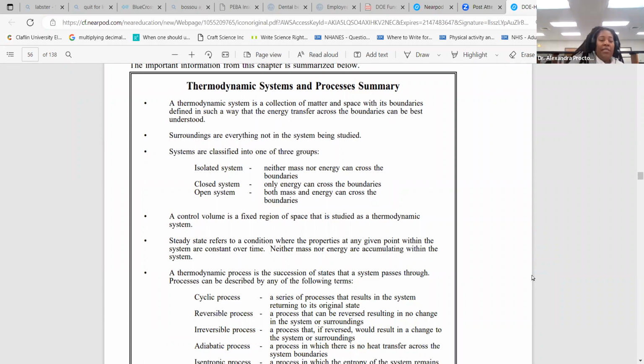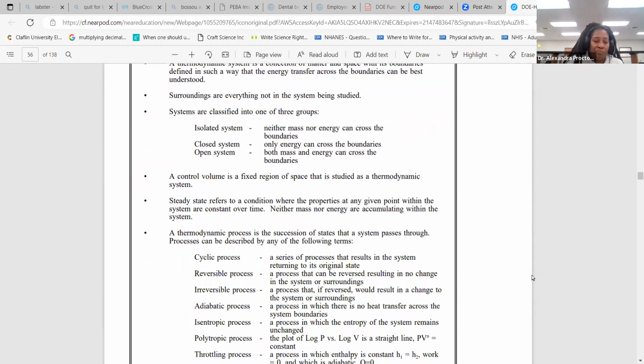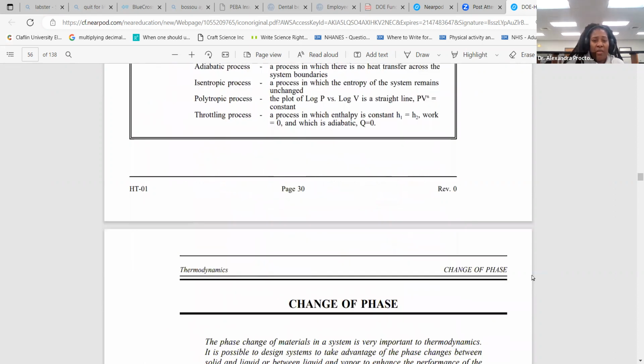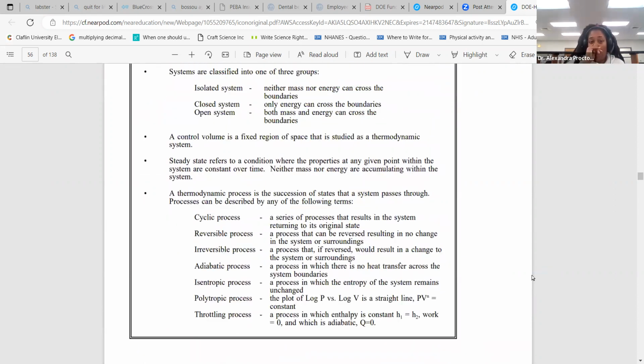So again, you have the summary and all the definitions here. So take some time and make some notes here.